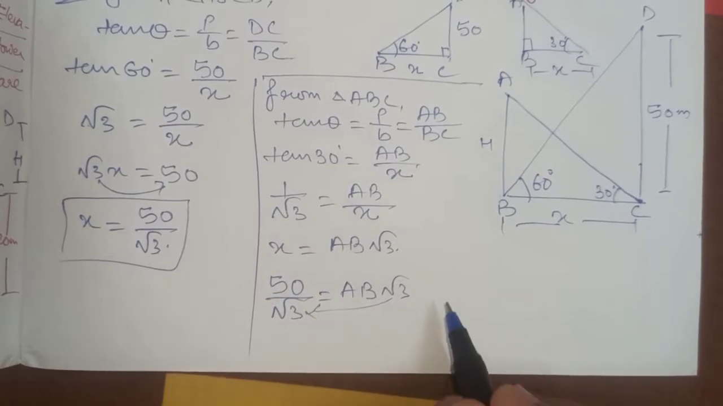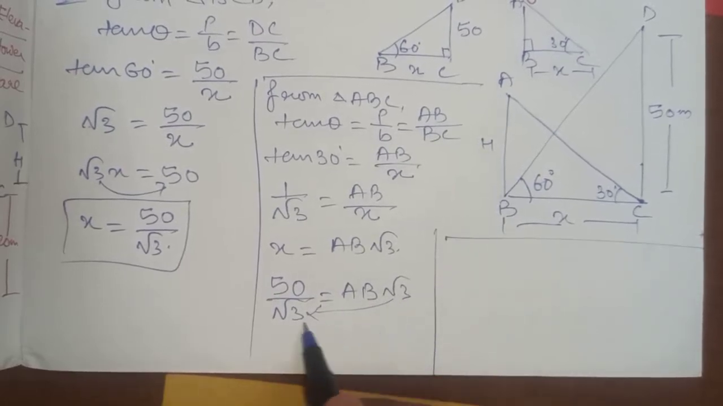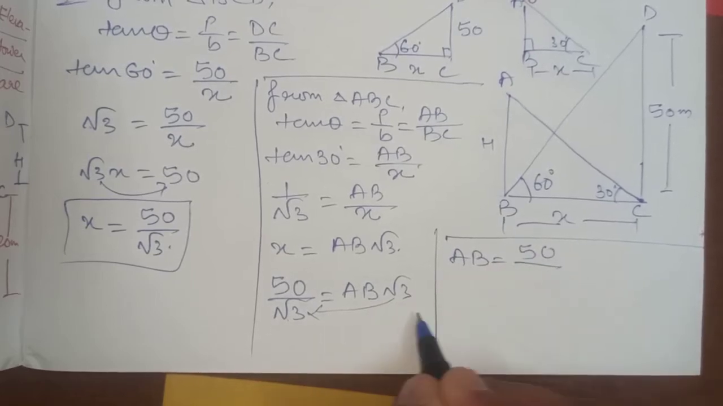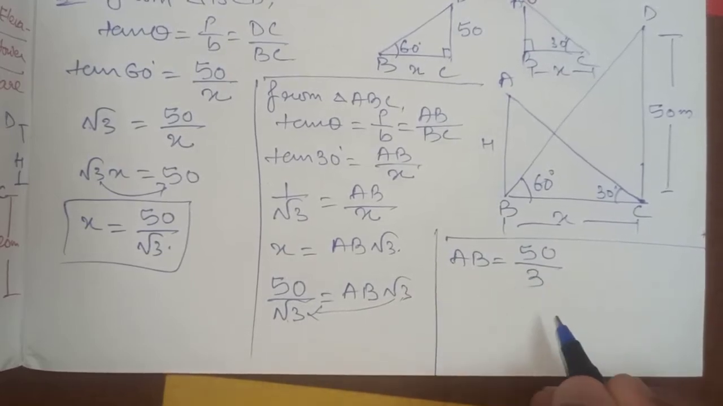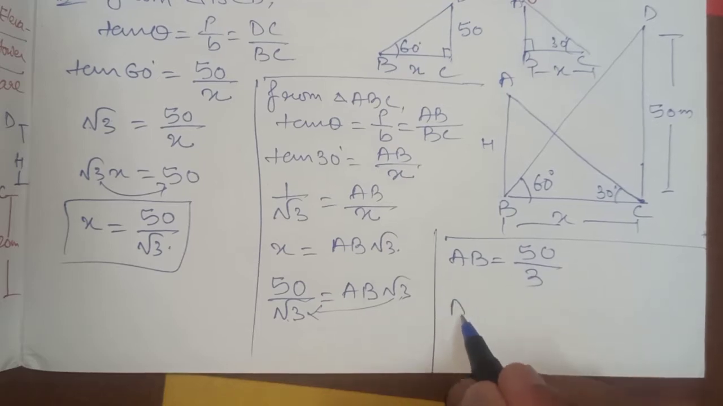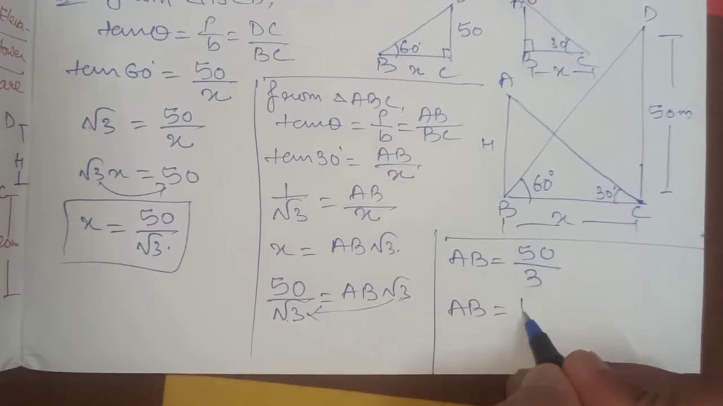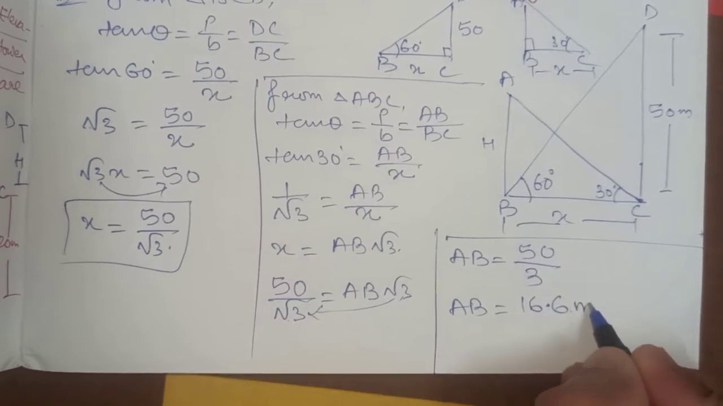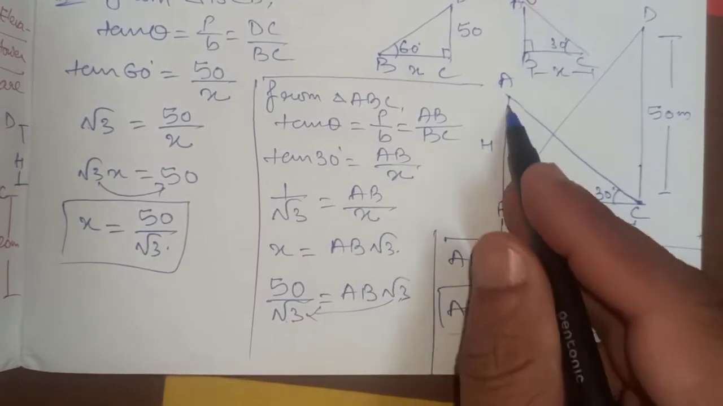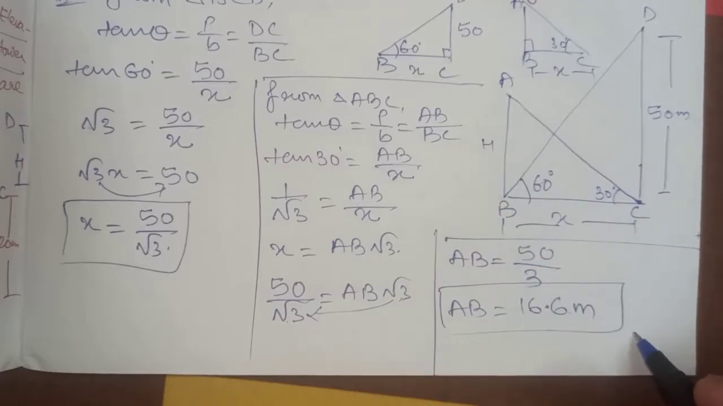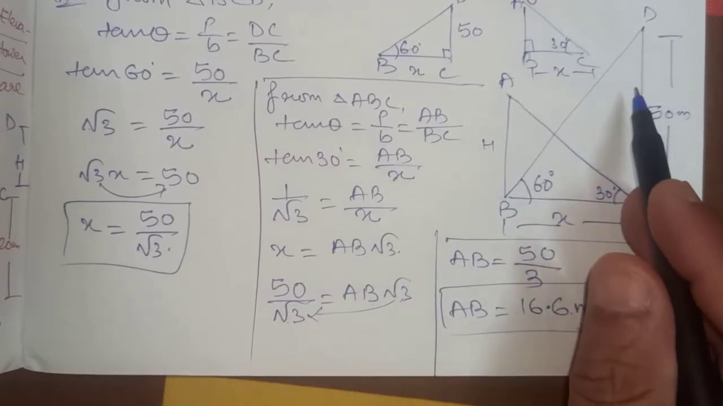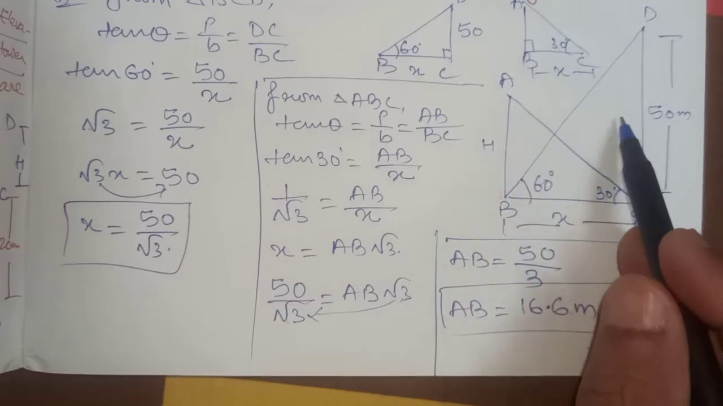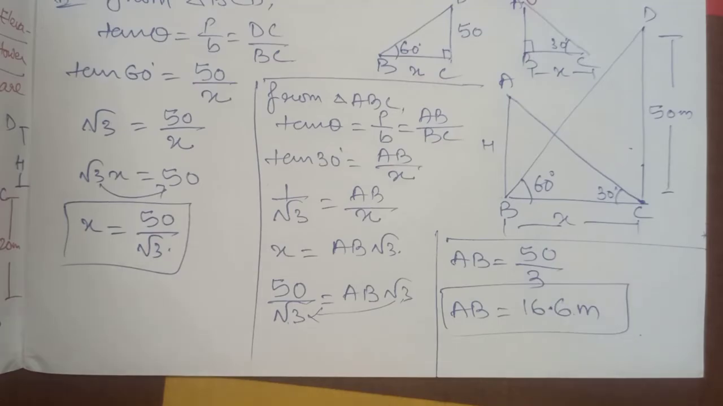Divide by root 3 here. So it will become AB equals 50 by root 3 into root 3 is 3. By dividing 50 with root 3 we will get 16.6 meter. So the height of the building we got is 16.6 meter. So first of all you take the bigger triangle, then you take the smaller triangle, because two sides are given in this triangle. Okay, next question.